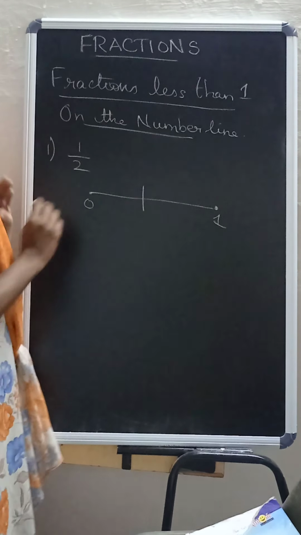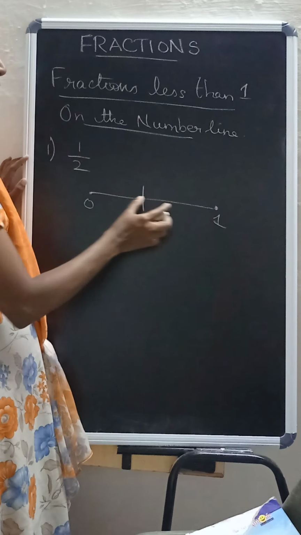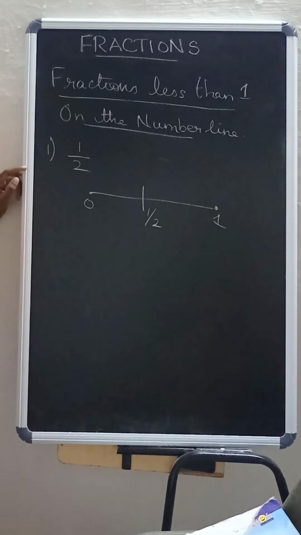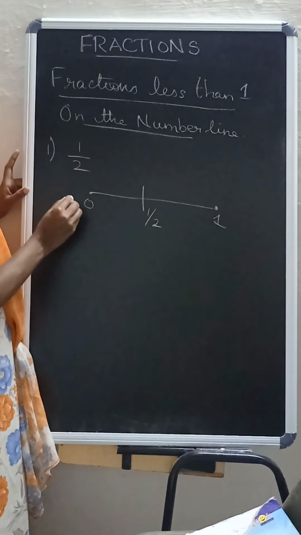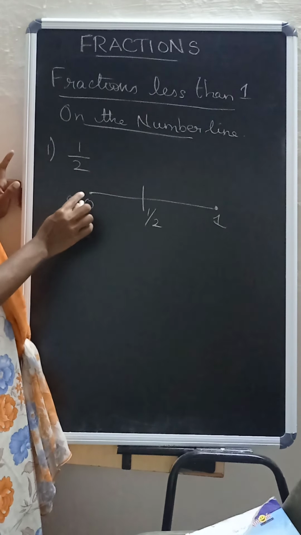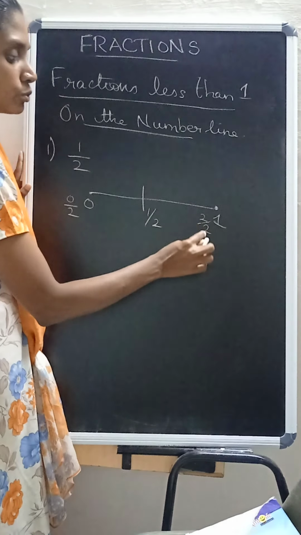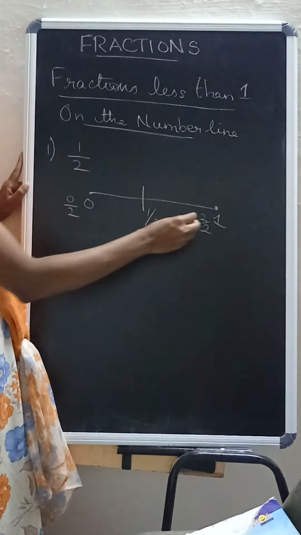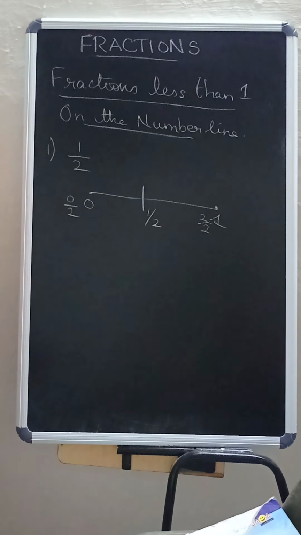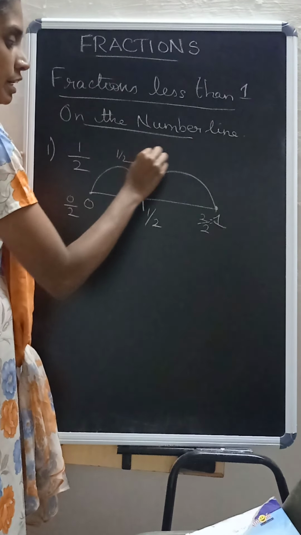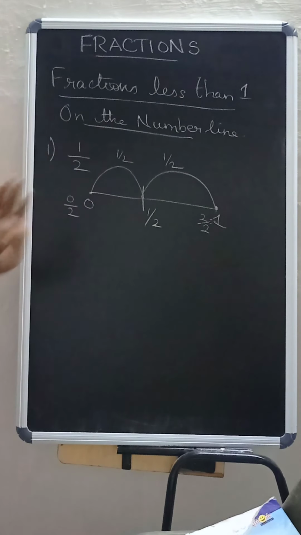Now, half. So, I am splitting it into equal halves. So, I am splitting it into 2 parts. So, this is 1 out of 2. So, here you have 0. This is nothing but 0 out of 2. 0 divided by anything is 0. Here you have 2 out of 2 parts. So, 2 by 2 is 1 whole. So, this is representing half in the number line. So, this is 1 half and this is another half.